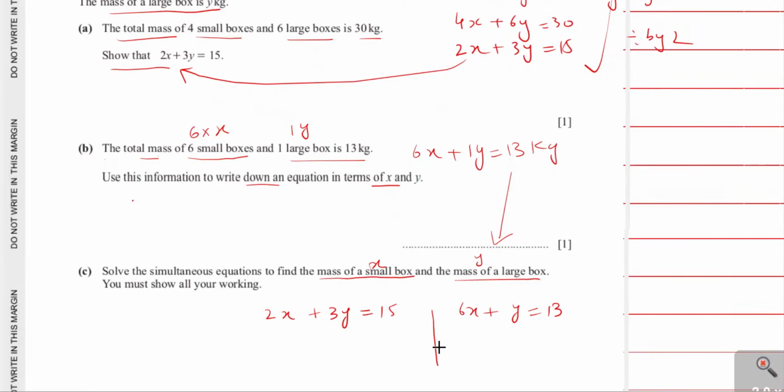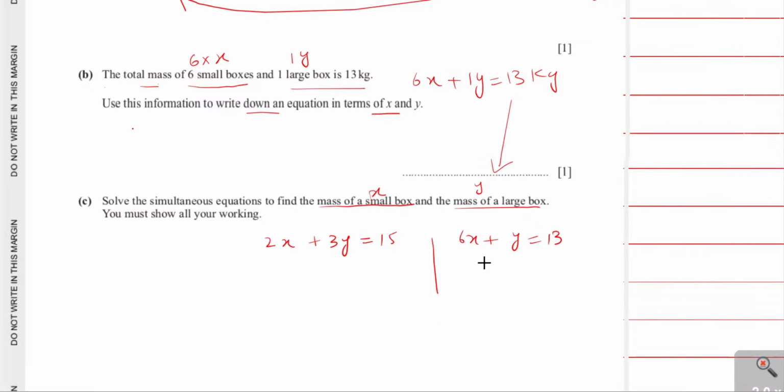To solve the simultaneous equations, we will make y the subject in the second equation. Therefore, y will be equal to 13 minus 6x. And we will substitute this value in equation 1. We can write 2x plus 3 into, in place of y, we write 13 minus 6x, and this will be equal to 15.